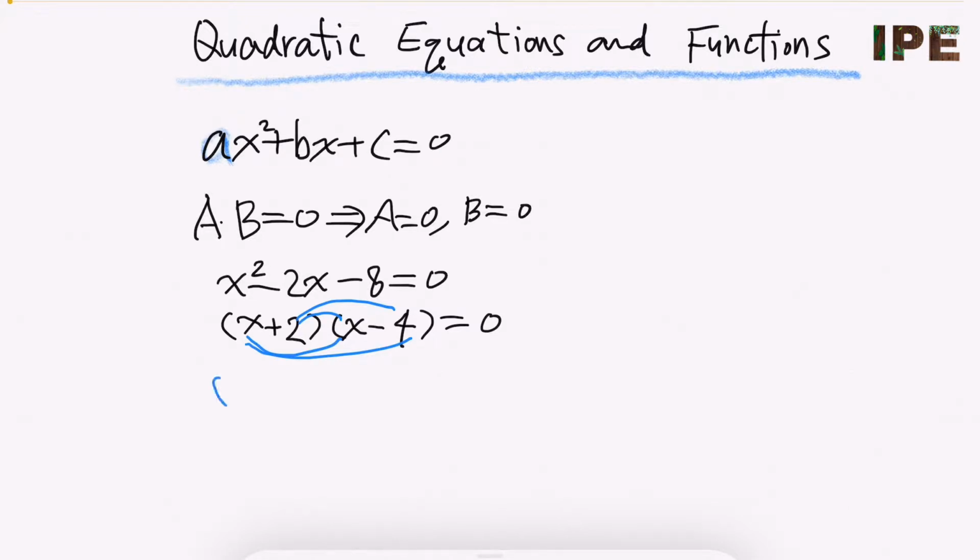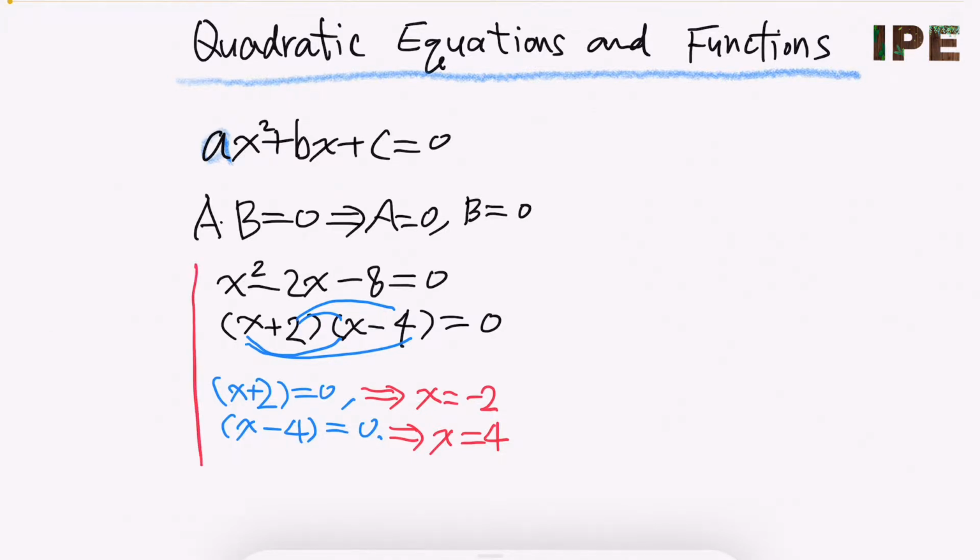So x plus 2 is 0, or x minus 4 equals 0. From the first factor, you can find x equals negative 2. And then from the second factor, you can find x equals 4. So what are solutions of this equation? Negative 2 and 4. It's very easy examples, right? But some factoring is harder than this. Let me give you one more example.